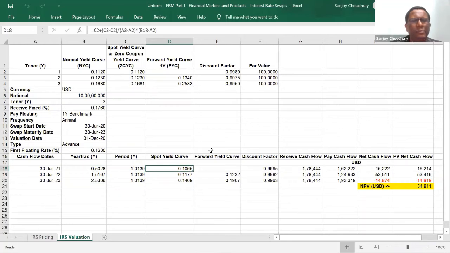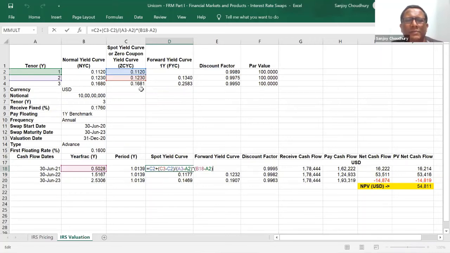So the formula remains the same. Suppose the first rate, which is C2, 0.1120, plus something. What is that something? The plus something is the difference between the two rates, in this case C3 less C2, which is 0.1230 and 0.1120, divided by the difference between the two tenors, in this case 2 year and 1 year, A3 minus A2.